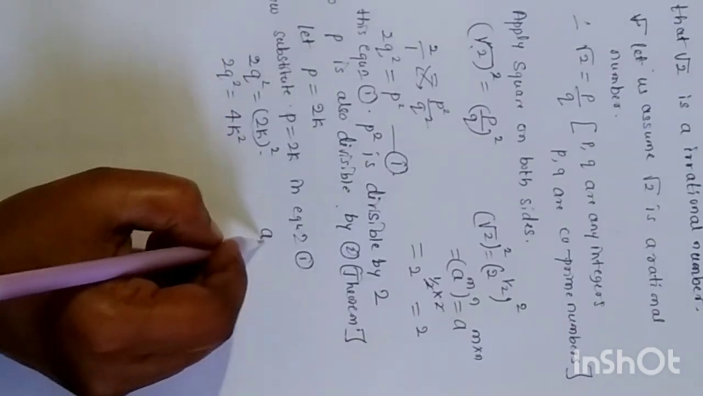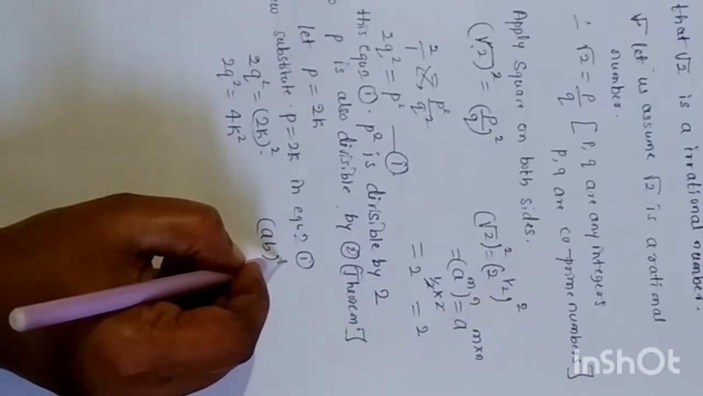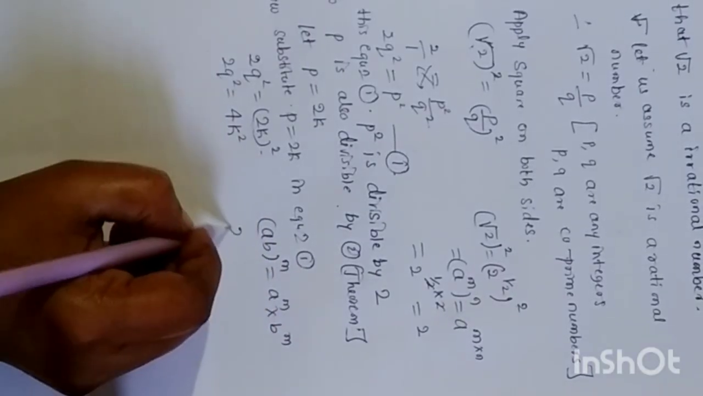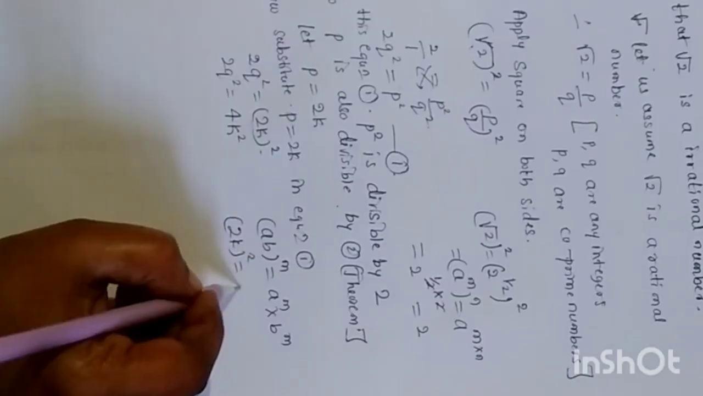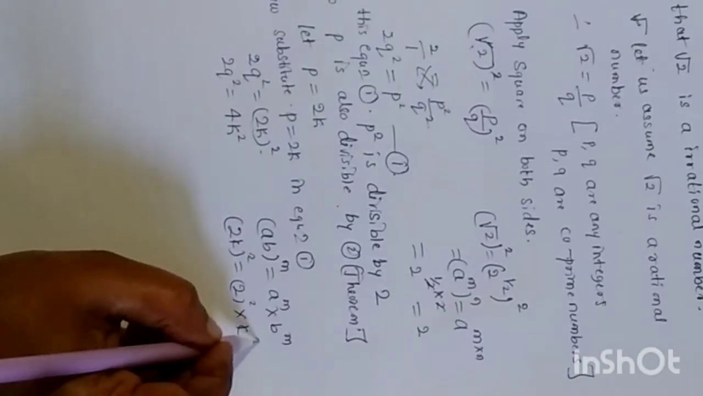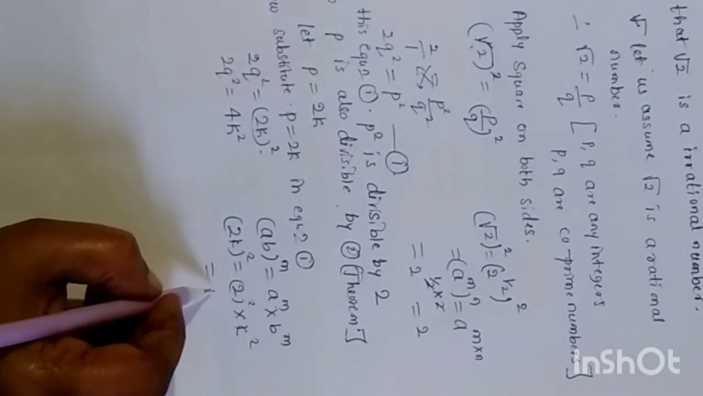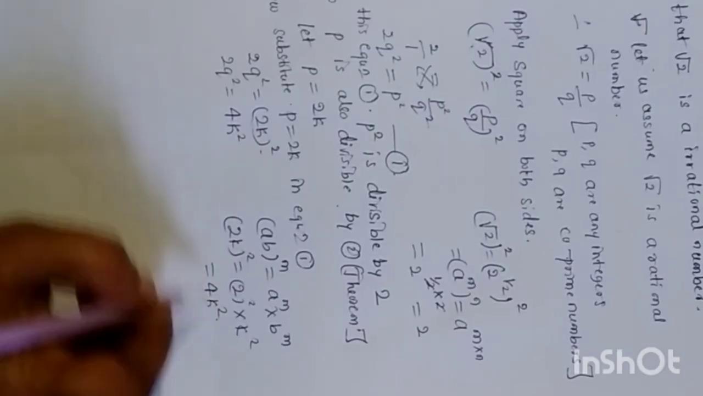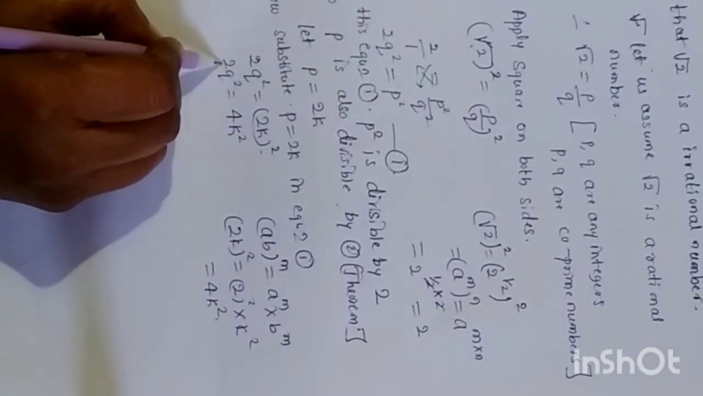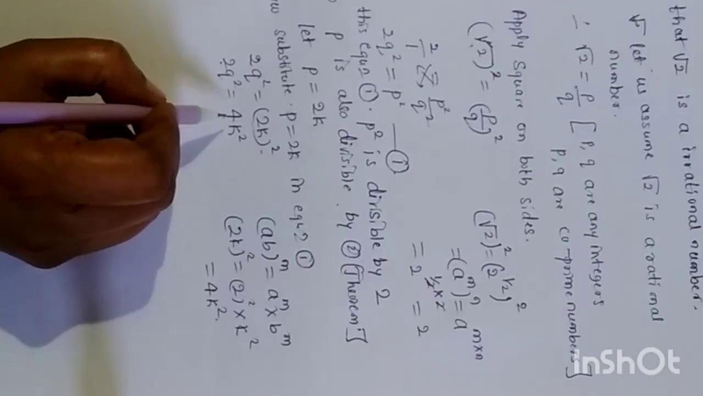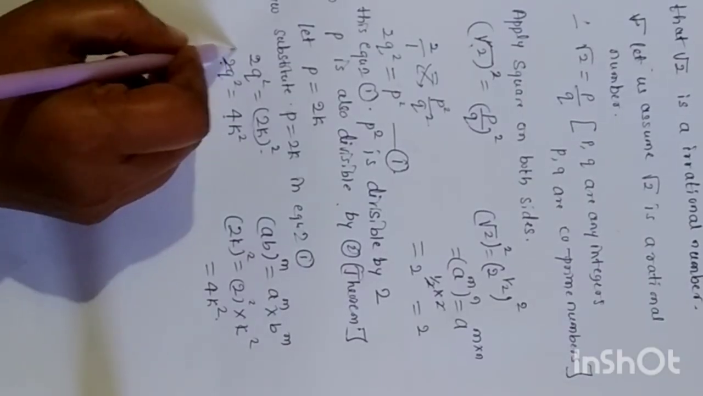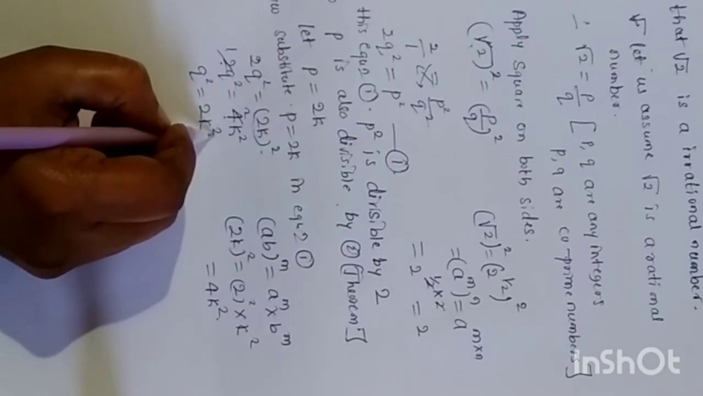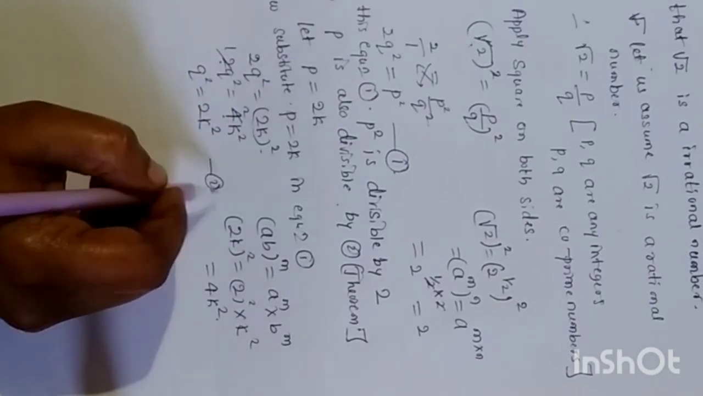Here we know a into b whole to the power m means a to the power m into b to the power m. Therefore, 2k to the power 2 means 2 to the power 2 into k to the power 2. 2 to the power 2 means we are multiplying 2 two times, it means 4, and k square. Now here LHS is also 2 and 4 here. Therefore, 2 divides 4, 2 ones are 2, 2 twos are 4. Then q square is equal to 2k square. This is your equation number 2.